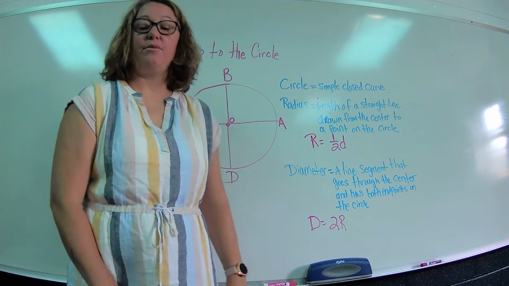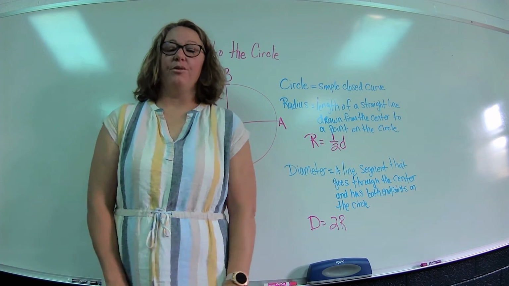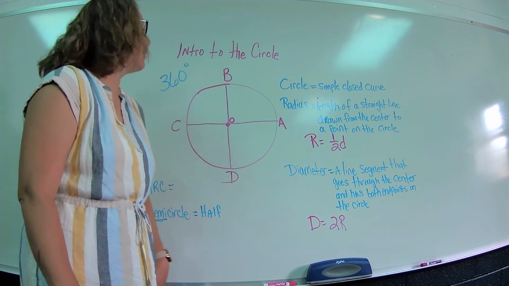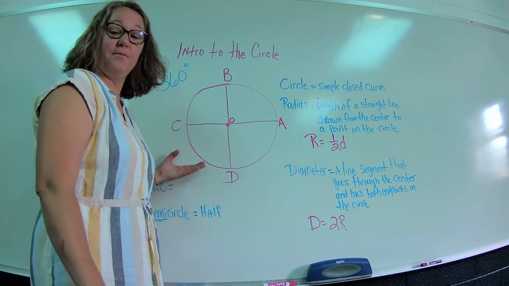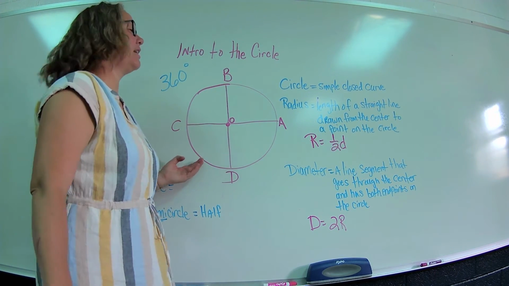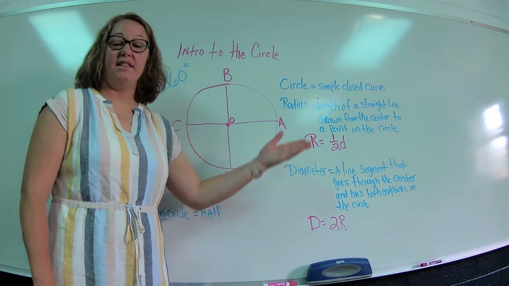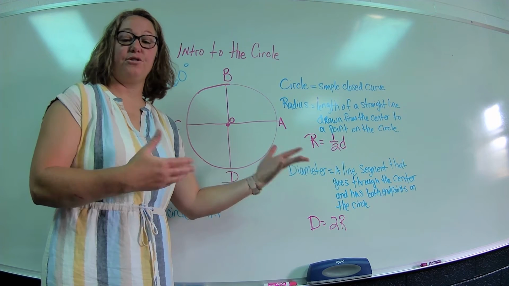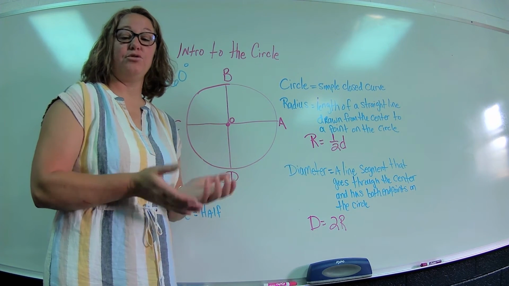Excellent job. Today we're going to talk about the circle. We are going to introduce the circle, the parts of the circle. All right, so let's start. I drew a circle here. So what is a circle? All right, a circle is a geometric shape that is a simple closed curve. So say that with me. Circle equals a simple closed curve.